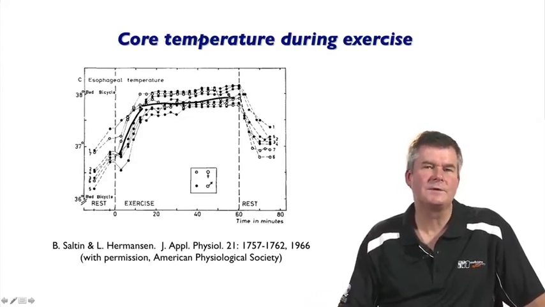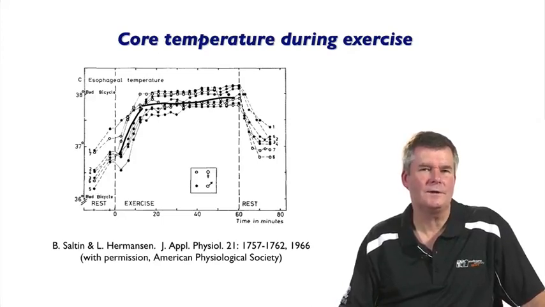The reason for this step increase is that the rate of heat production increases quite rapidly at the onset of exercise. The rate of heat loss is somewhat slower. And so there is an error signal, if you like, in the regulation of body temperature. It's not regulated at a different level, it's just that the balance of heat loss and heat production is out of balance early on, resulting in a rise in the core temperature initially, and then it tends to level off.